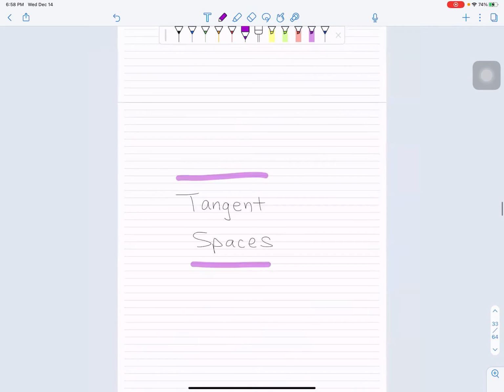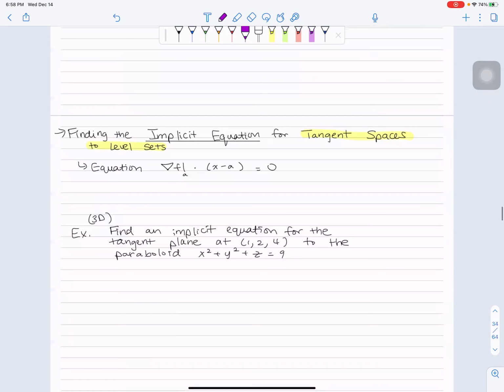Okay, let's go into tangent spaces. So we have these tangent spaces to level sets now. It's kind of like the equation of planes, but they're tangent spaces. So it's similar to an equation of a plane. For a plane, what did we have?